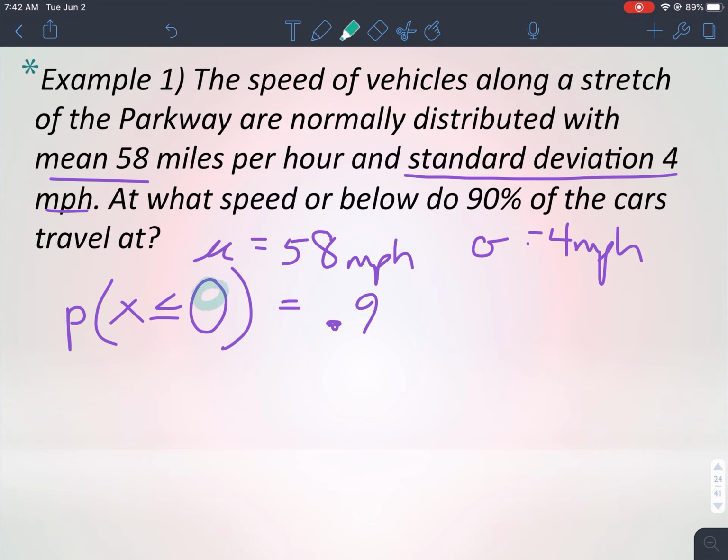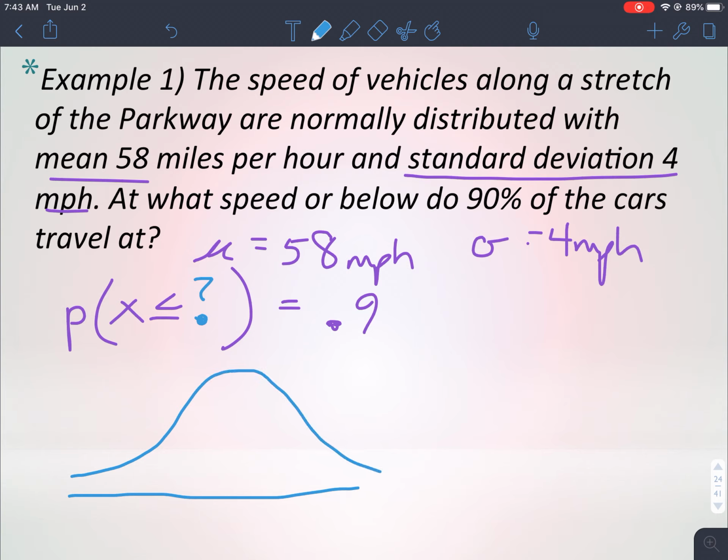And what we don't know is this number here. We're trying to find that number in miles per hour. Okay, so that's an unknown. We'll put a question mark there. We are trying to find that. So step number 1, draw your bell curve. The mean is 58 and the standard deviation is 4.